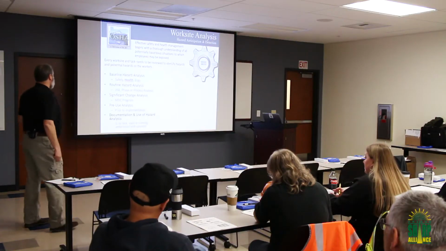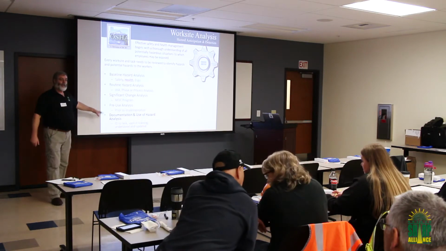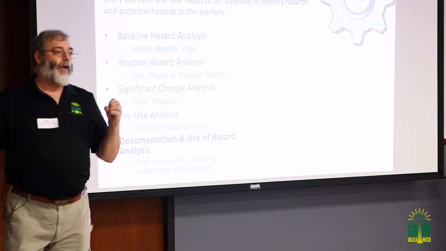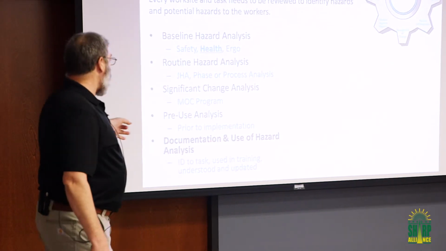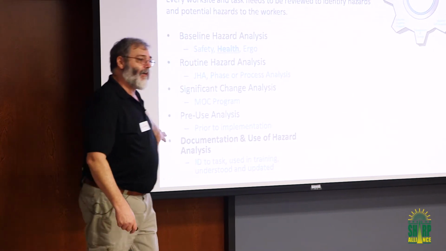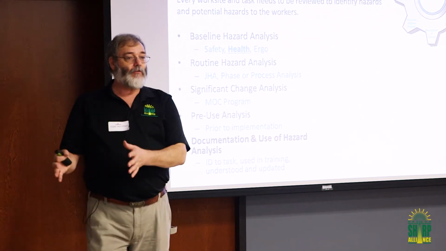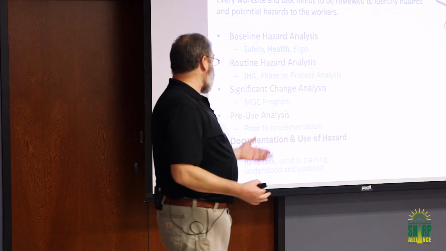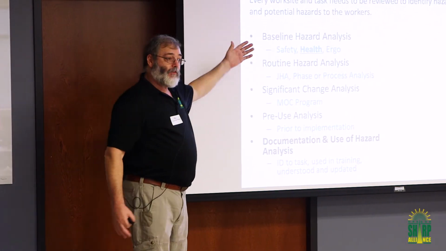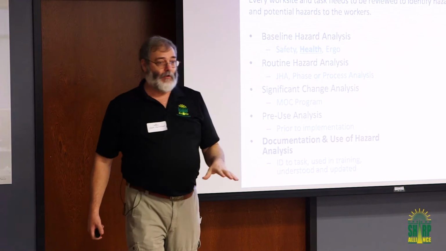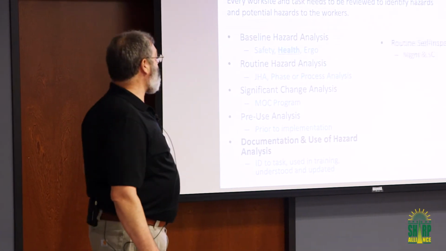So a pre-use analysis. And then documentation and use of these things. And this is where the industrial hygiene program can really, really help you, because it causes you to document this stuff. And once we've got it documented, now we can start using it. We identify it to the task. Now we can start using it in training. We can start using it in our JHAs and JSAs. We can start making use of that stuff. And we update it continually. We'll get more into that.